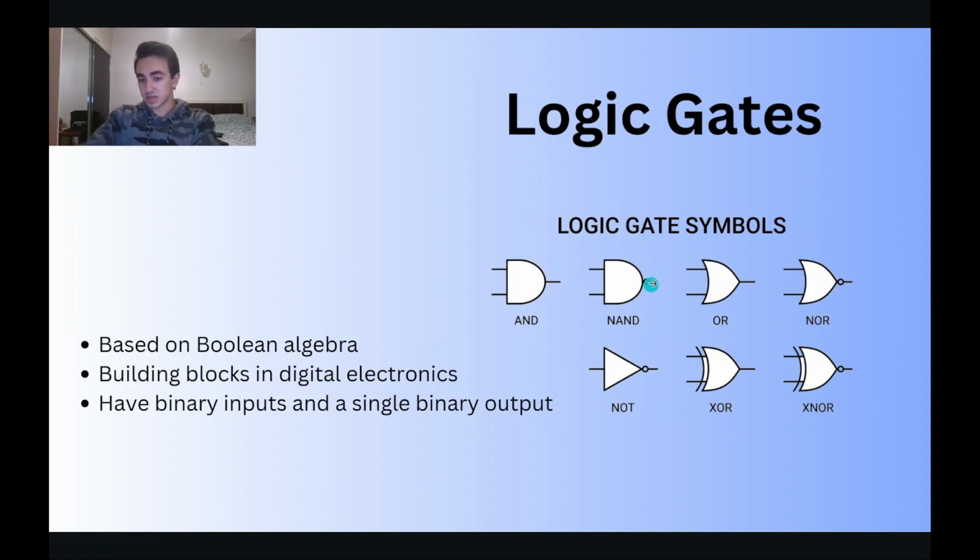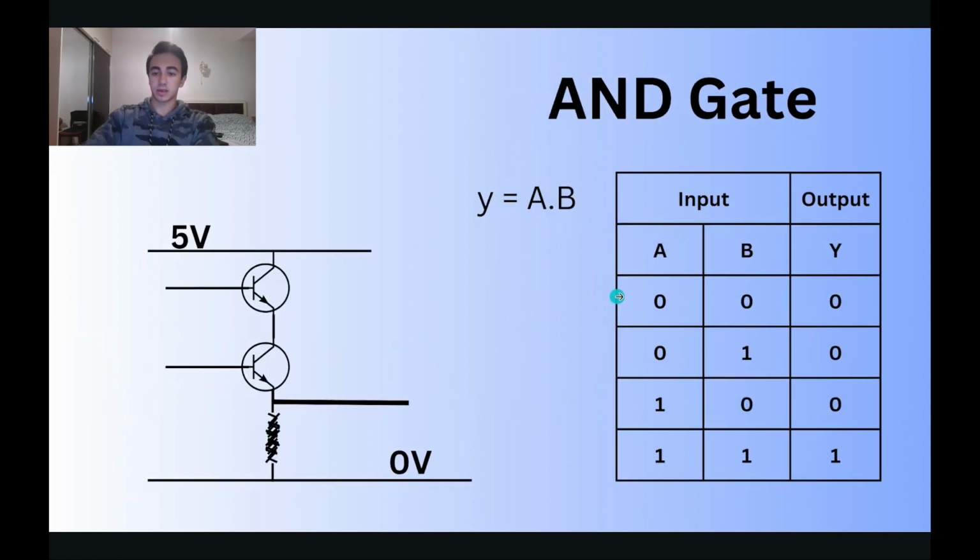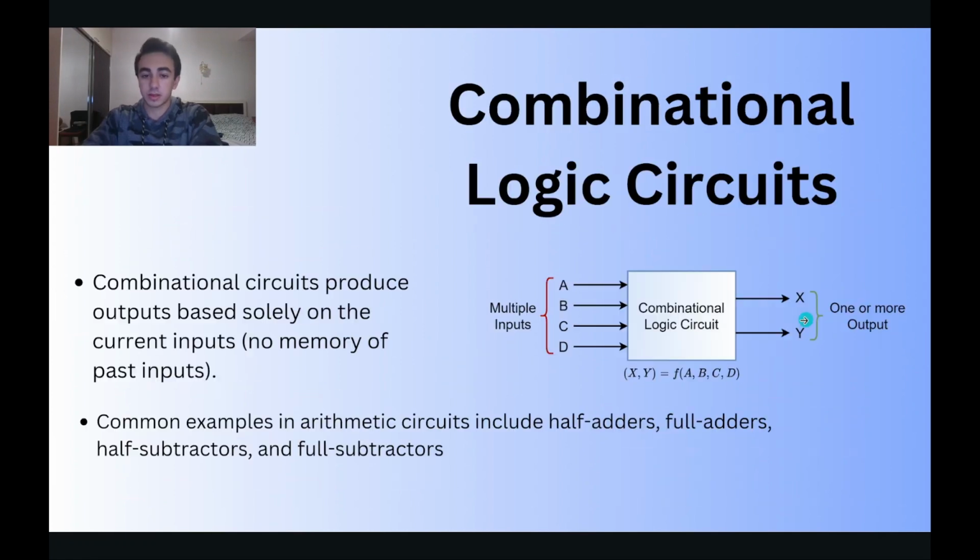It also has a little circle here that represents that it's a negated variant. And the NAND would output 1 when both of the inputs are 0. When inputs are 0, 1, it would output 1. When inputs are 1, 0, it also outputs 1. But when the inputs are 1, 1, the output is 0. The inverse values of the AND gate.